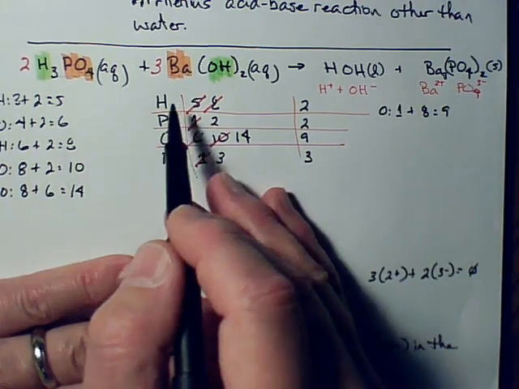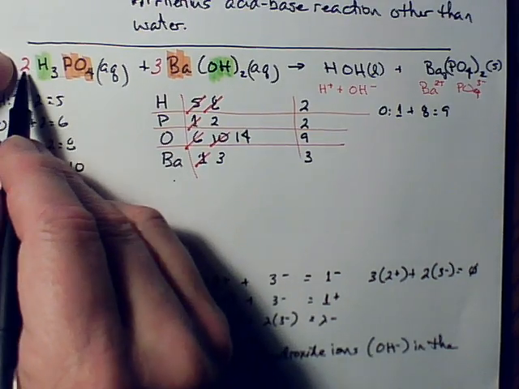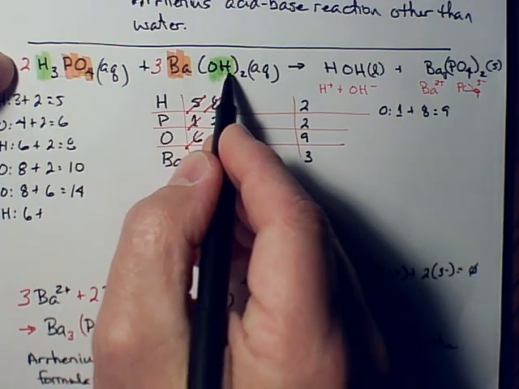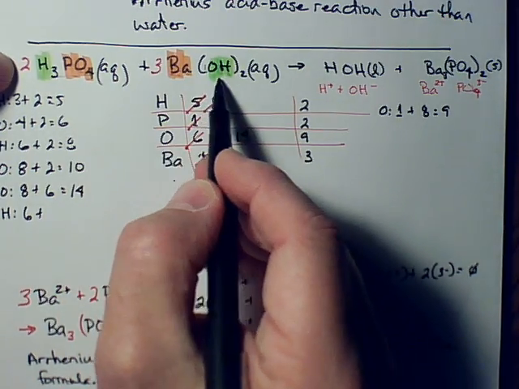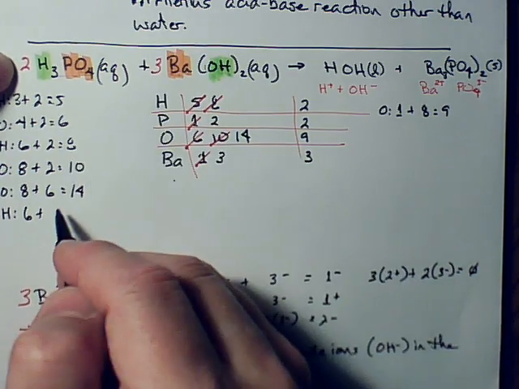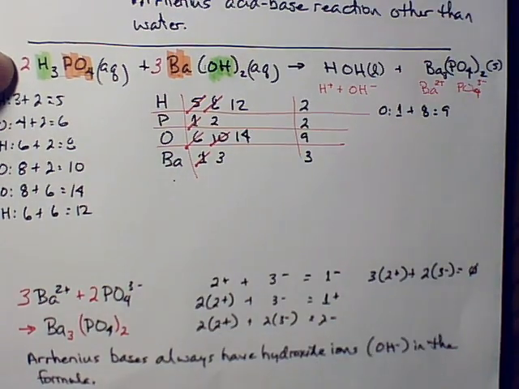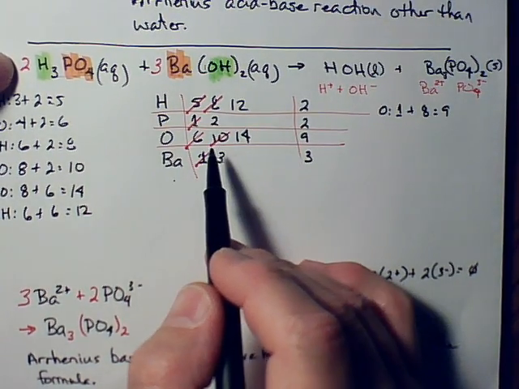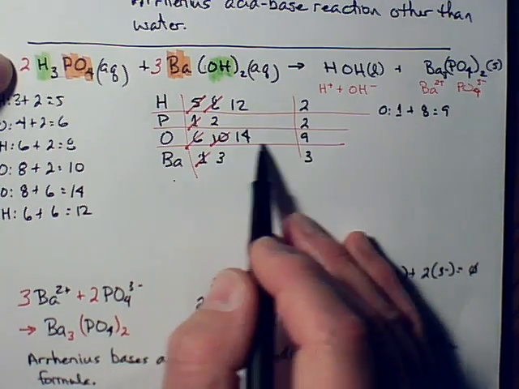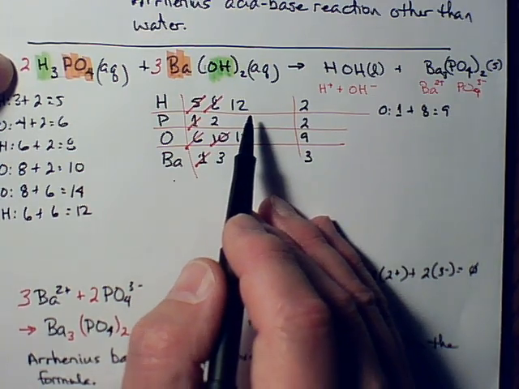Now then, let's go back over here. I didn't fix the hydrogens yet, did I? Let's do that. All right, so I've got 2 times 3 hydrogens, that's 6. And I've got 2 hydrogens, because I have 1 hydrogen in a hydroxide, times 2. 2 hydrogens times 3, that's 6, right? It's 12 hydrogens. Now, phosphorus is balanced, barium is balanced. We save oxygen for last, hydrogen next to last.